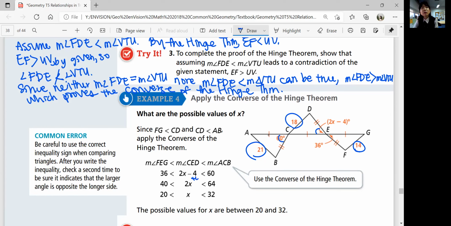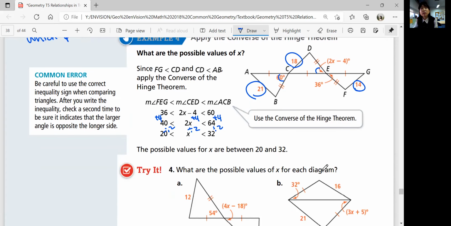You add 4 on both sides, all the sides actually. And then 36 plus 4 is 40. 60 plus 4 is 64. Divide by 2 on all the sides. 40 divided by 2 is 20. 64 divided by 2 is 32. So we know that x must be greater than 20 and less than 32. Okay, those are all possible values of x.